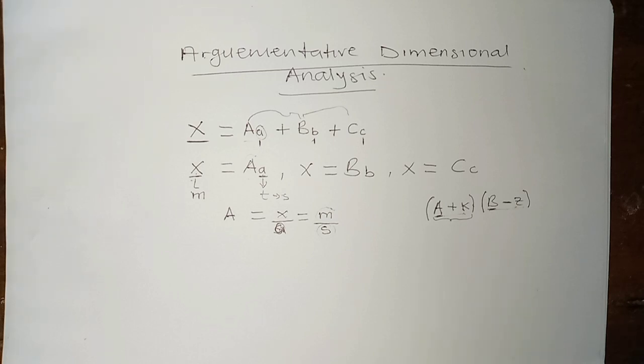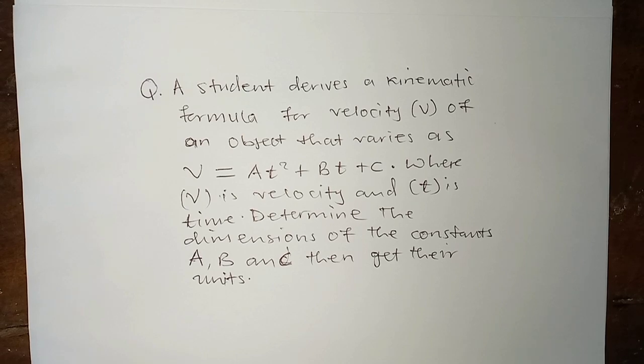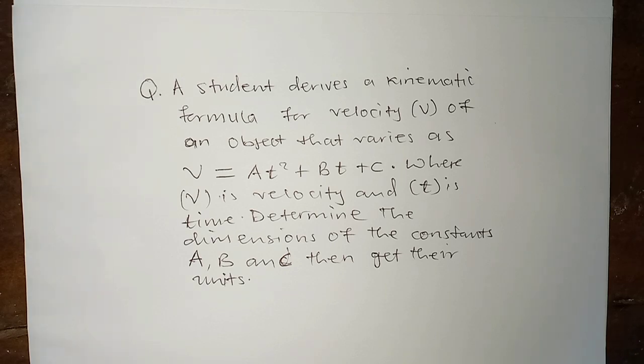Let's try to have two examples that will help us understand what it means by argumentative dimension. Our first example says a student derives a kinematic formula for velocity v of an object that varies as v equals a t squared plus b t plus c, where v is the velocity and t is the time. Determine the dimensions of the constants a, b, and c, then get their units. So what are we supposed to do?